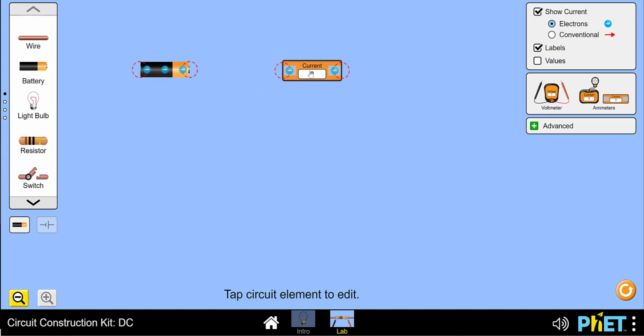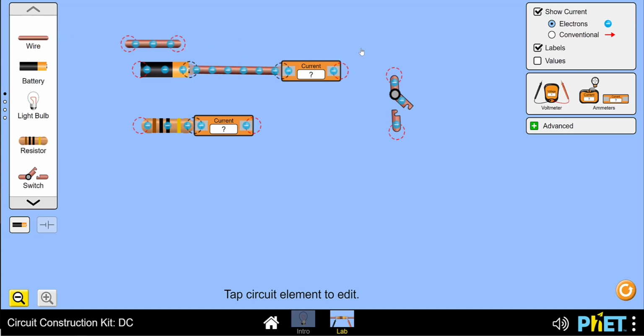We'll include an ammeter, and a switch. And we'll start with one resistor. We'll include another ammeter here to check the current flowing through the resistor. And then we'll connect this up with some wire.